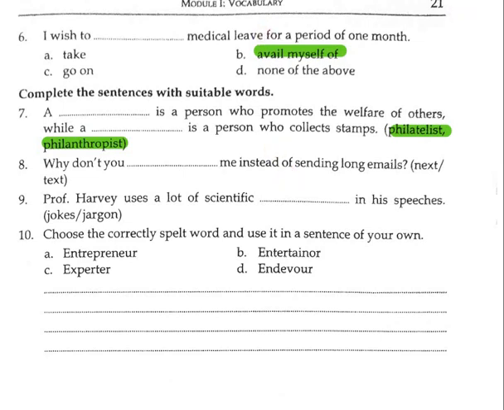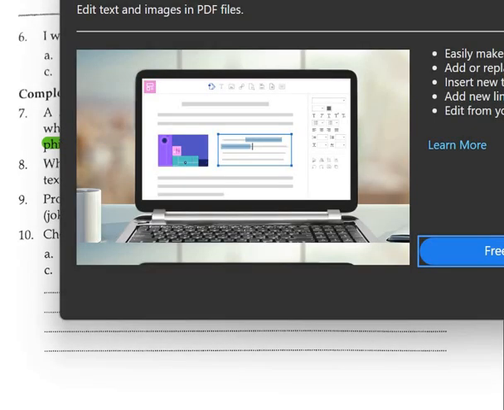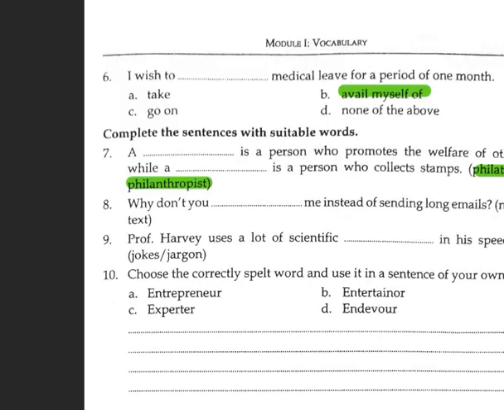So here the word that comes first is, let me write here, philanthropist, and the word that comes here second is philatelist.